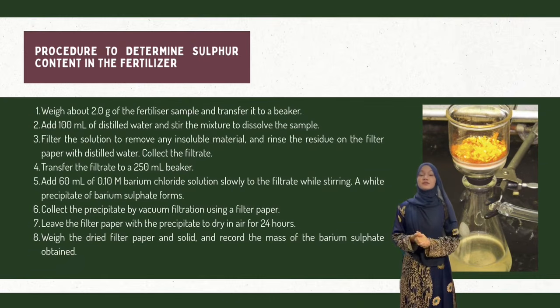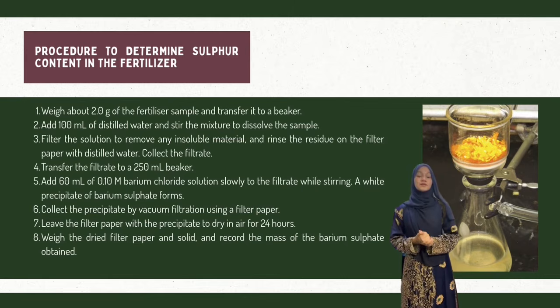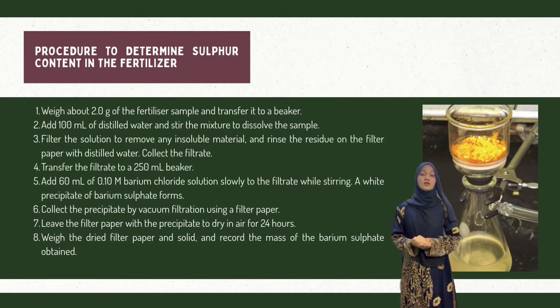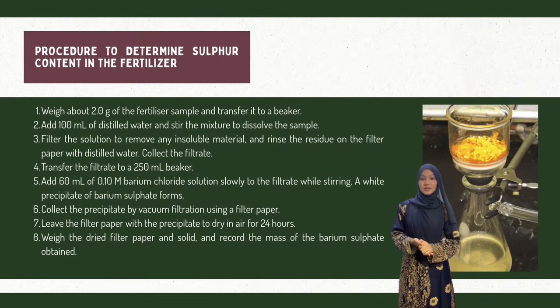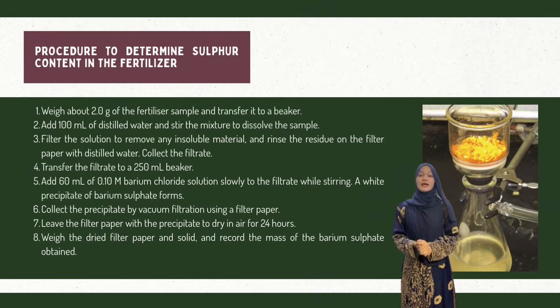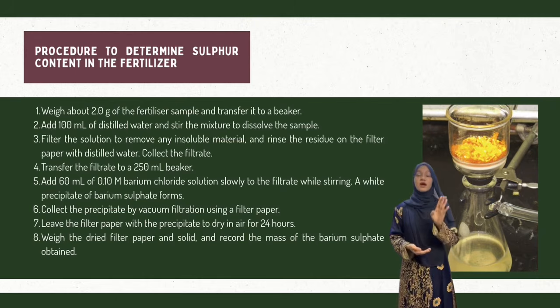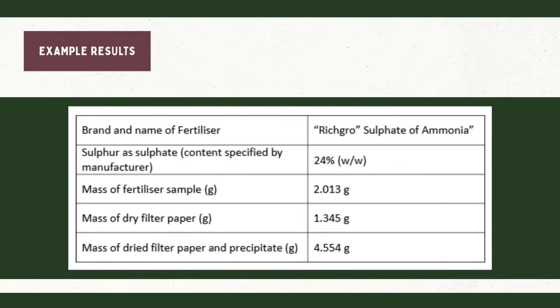Then, transfer the filtrate to a 250 ml beaker. Slowly add 60 ml of 0.10 M barium chloride solution to the filtrate while stirring continuously. This will result in the formation of a white precipitate of barium sulfate. Subsequently, collect the precipitate by vacuum filtration using filter paper. After filtration, leave the filter paper with the precipitate to dry in air for 24 hours. Finally, weigh the dry filter paper along with the solid precipitate and record the mass of the barium sulfate obtained. And this is the example of result. You guys can take a look.